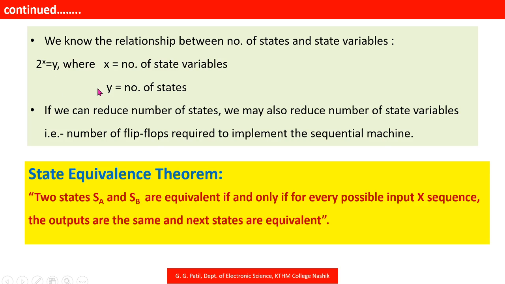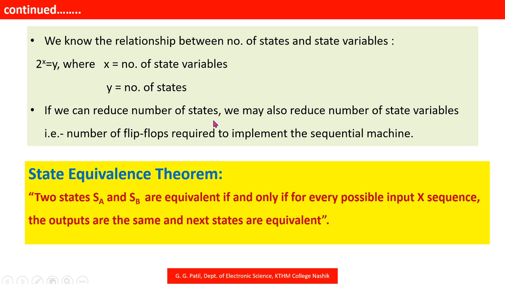If the number of state variables is 2, suppose, then the number of possible states is 4. So as the number of state variables increases, the number of states in the state machine increases. So in designing a sequential state machine, our intention is to reduce the number of state variables, so the number of states gets reduced. That we have to study in the next point.